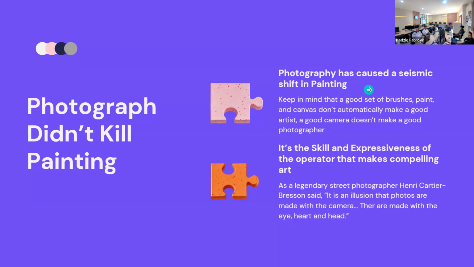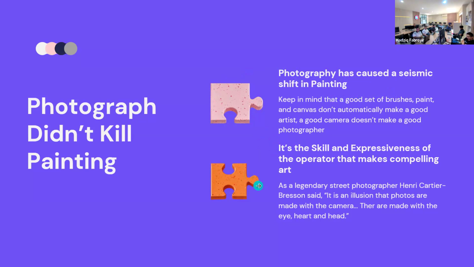So keep in mind that a good set of brushes, paint, and canvas don't automatically make a good artist, and also a good camera doesn't make a good photographer. So, what is it actually? It's the skill and expressiveness of the operator that makes compelling art. That's why even today, painters still exist, right? Because they use their skill and also their expressiveness.